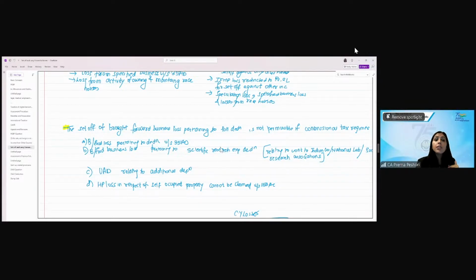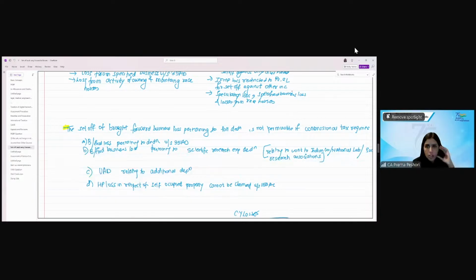Unabsorbed depreciation relating to the additional depreciation cannot be claimed. Unabsorbed normal depreciation, fine, you can claim under the concessional tax regime. House property loss in respect of self-occupied property cannot be claimed under 115BAC, BAD, all this. Are we getting this? Brought forward business loss on account of specified deduction, on account of scientific research in relation to contribution to outside entities, additional depreciation which is unabsorbed, and house property loss from the self-occupied property. If it is rental property, you can claim the unabsorbed loss. Are we clear?